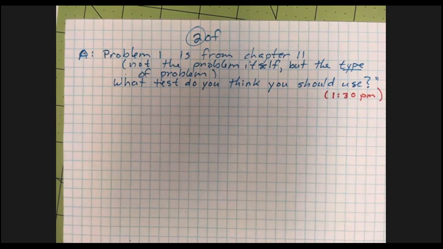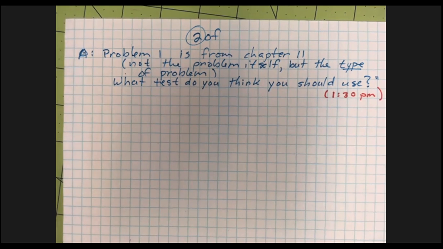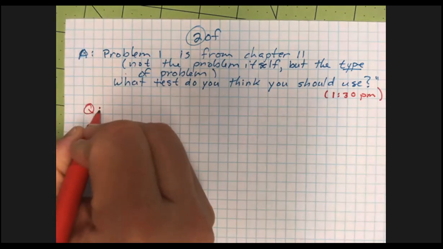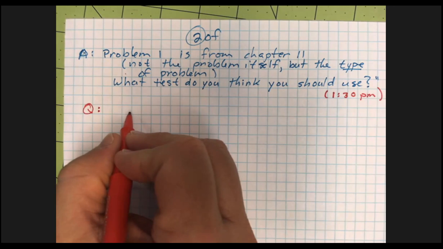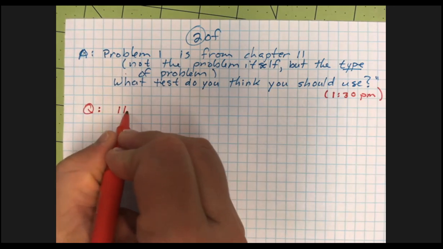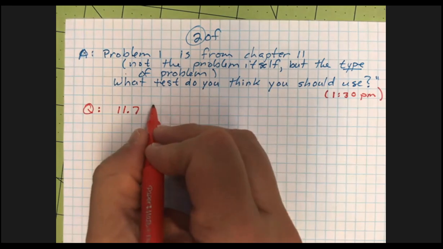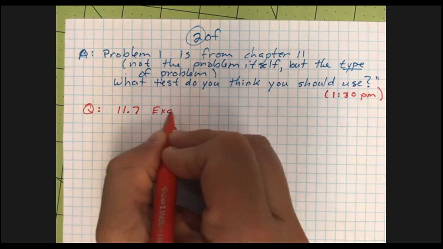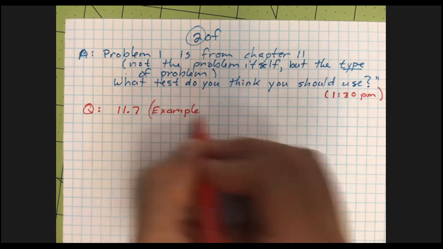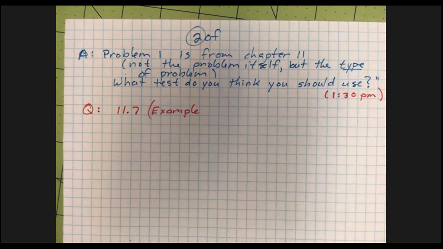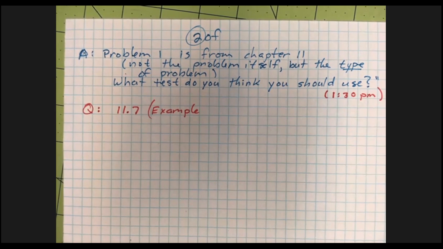Okay, let me look at that. Let's see how that works and what we can use that for. The question is example 11.7. And you say page 637, I'm going to look that up with our book, the OpenStax book, and I'll find exactly where this is.